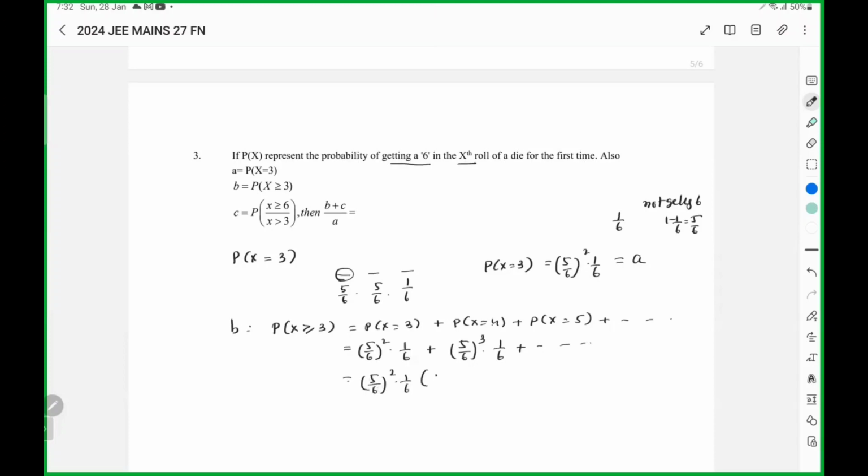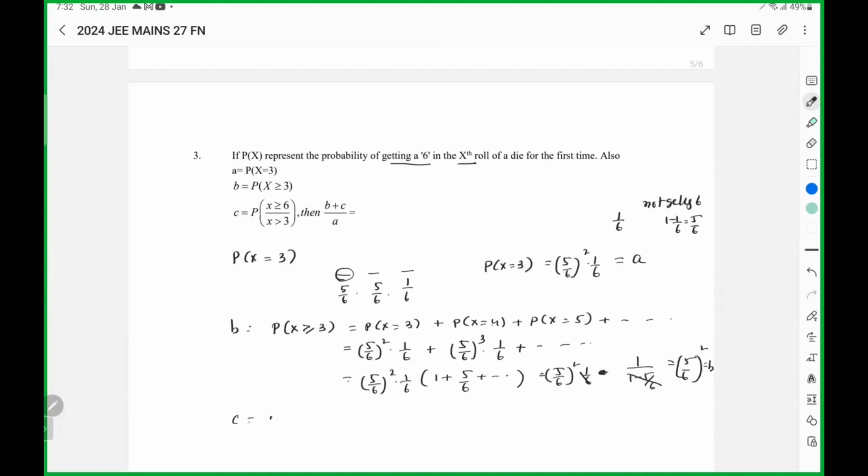If you take 1 plus 5 by 6 and so on, here it is (5 by 6) whole square into 1 by 6, a by 1 minus r. So this 1 by 6 and 1 by 6 get cancelled. Here you'll have (5 by 6) whole square, which is B he defined.